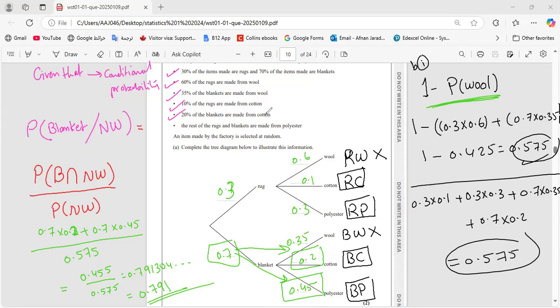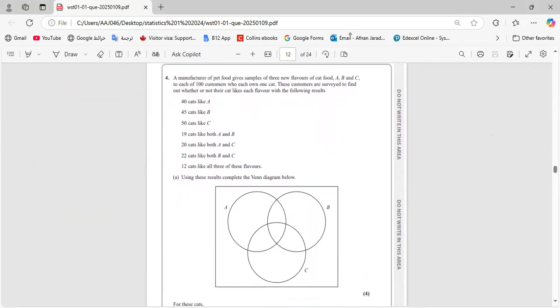Going to question number 4. Question number 4, which is about a pet food, okay? The sample of 3 new flavors of cat foods, A, B, C, is given to each of 100 customers. So the number of customers is 100. These customers are surveyed to find out whether or not their cat likes each flavor with the following results.